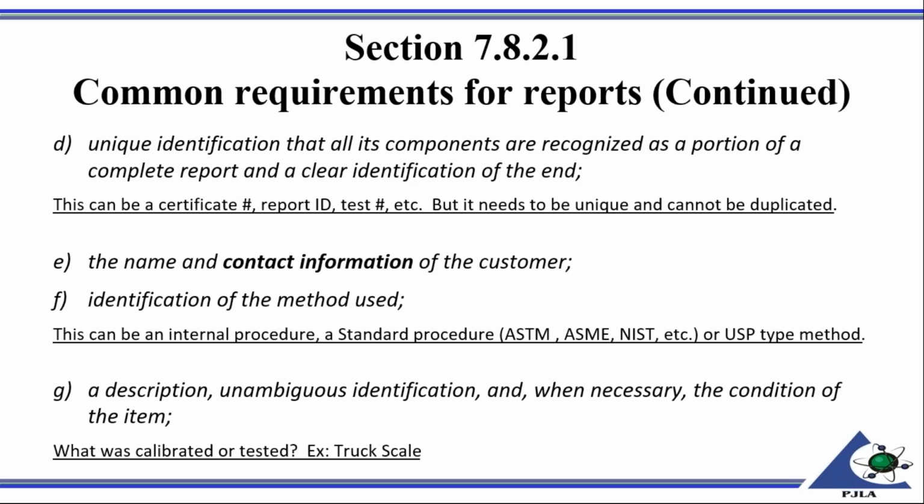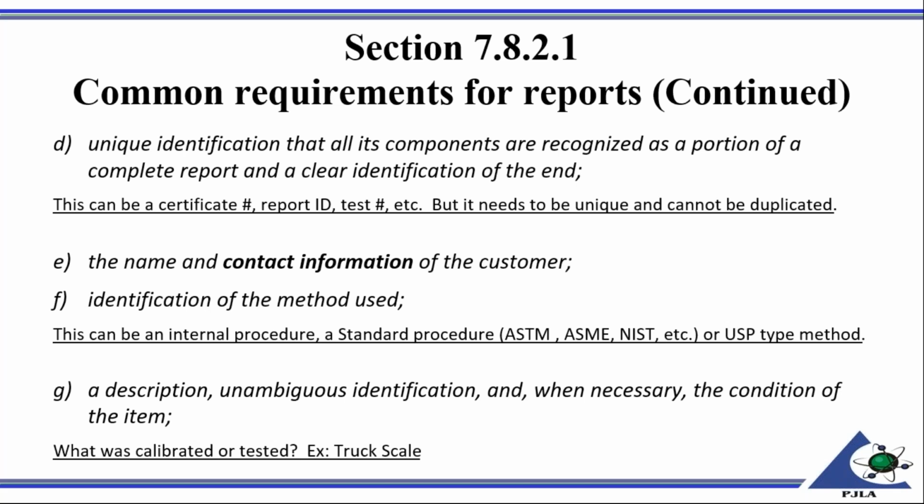Section D, unique identification, so that all its components are recognized as a portion of a complete report, and a clear identification of the end. This is largely shown as a certificate number, a report ID number, test number, whatever you want to call it. But you need to have a unique identification for each certificate or test report. Generally, that's going to be a number like 000012, and then you'll just move on to the next number for every sequential calibration or test, but it needs to be unique. You can't have multiple ones with the same number.